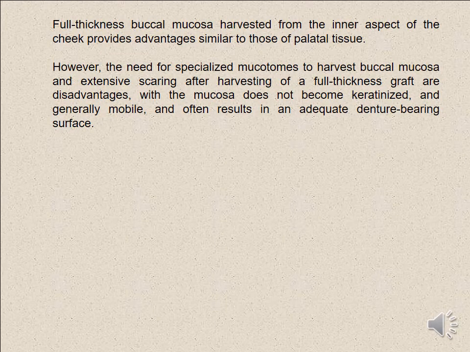Full-thickness buccal mucosa harvested from the inner aspect of the cheek provides advantages similar to those of palatal tissue. However, the need for specialized instruments to harvest buccal mucosa and extensive scarring after harvesting of a full-thickness graft are disadvantages. Also, the mucosa does not become keratinized and is generally mobile, and often results in an inadequate denture-bearing surface.